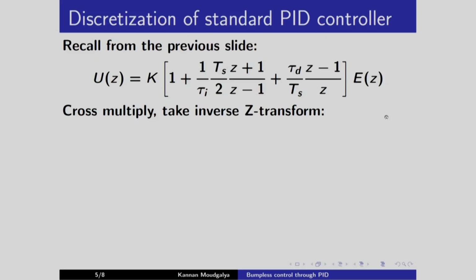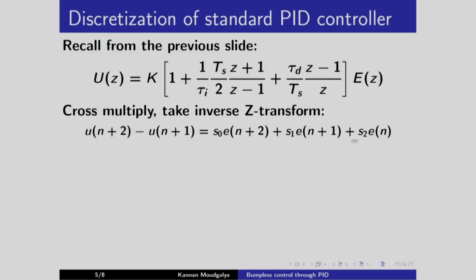Let us cross multiply. When I cross multiply, I will have z into z, z squared, in the denominator. When it goes here, it will be z squared into u of z, and when I invert it, I will have u of n plus 2. You can show that this equation becomes this. You cross multiply, take the inverse z transform, and you should arrive at this expression.